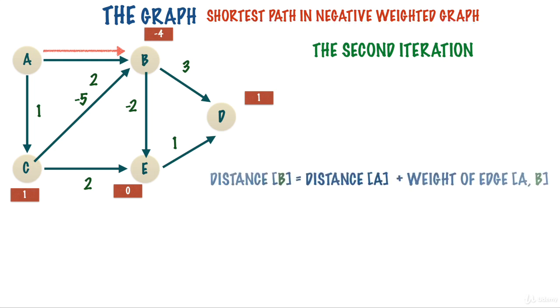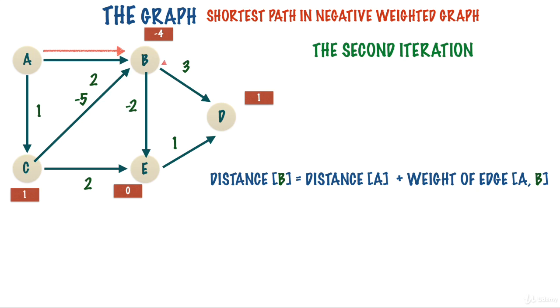The distance is 2. And since 2 is bigger than the distance already available to B, we simply ignore it. So we ignore 2 and leave the distance of B as -4. Let's explore the next edge.